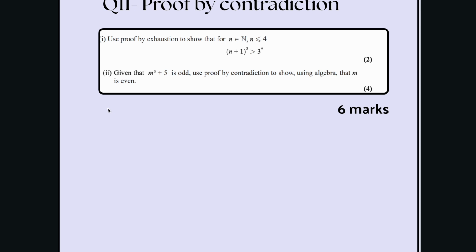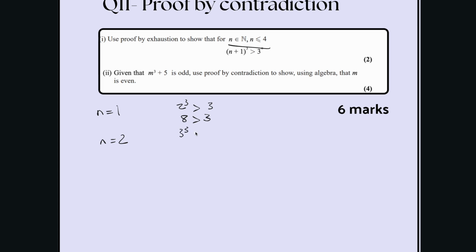So what we can do is put in 1 to 3, because 1 to 3 satisfies both of these conditions, and we can show it. So if I put 1 in, I'll get 2 cubed is greater than 3, which is 8 is greater than 3. So that shows it. Then I can put n equals 2 in and do the exact same thing.